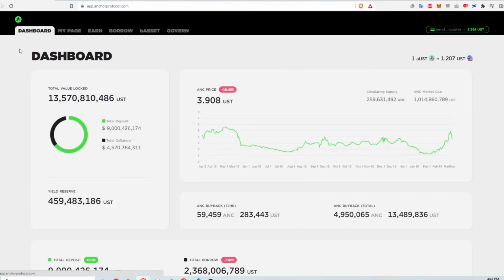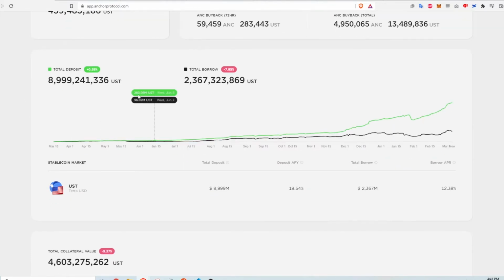And I'll just briefly go through what's on this dashboard so that we can understand what's different between my dashboard and this dashboard. So this dashboard gives a balance of the total yield reserve in UST, which is currently 459 million UST, as well as the total value locked, total deposits versus total collateral. The Anchor price history is here. Again, here you can see the total deposit, which is about 8 billion UST, versus how much UST is borrowed, which is about 2.4 billion. Here's the time history here.